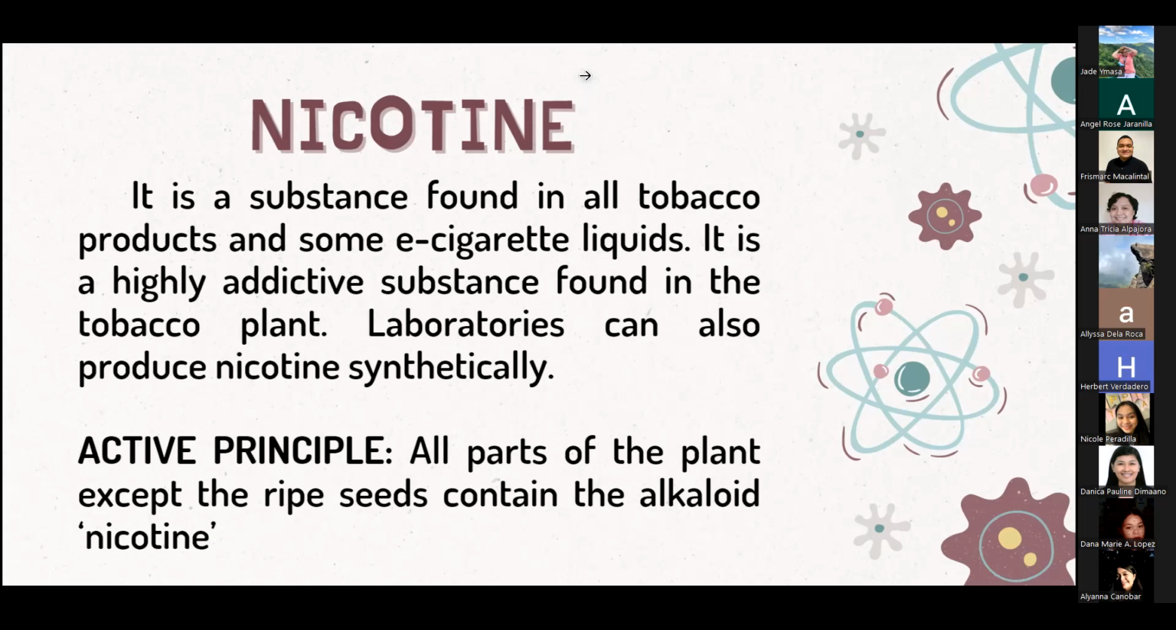Its main use is, as we all know, for humans, and it may also be used extensively in agriculture as fertilizers, fumigants, and also insecticide and horticultural sprays. So for the active principle, all parts of the plant except the ripe seeds contain the alkaloid nicotine. Next po.